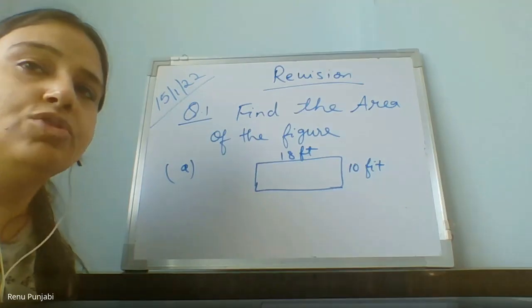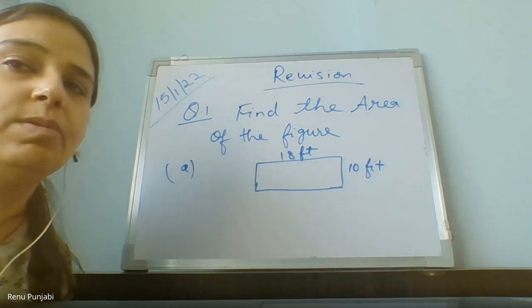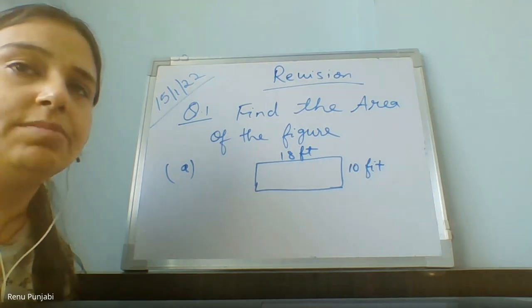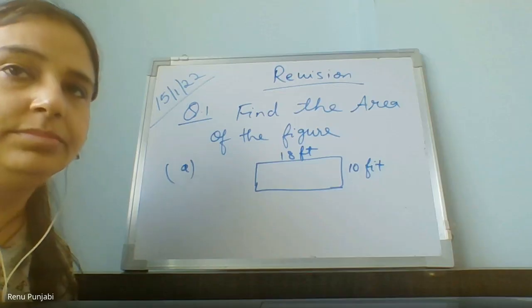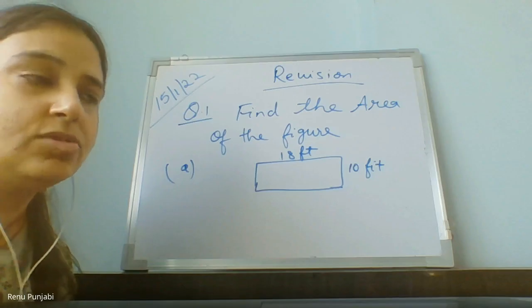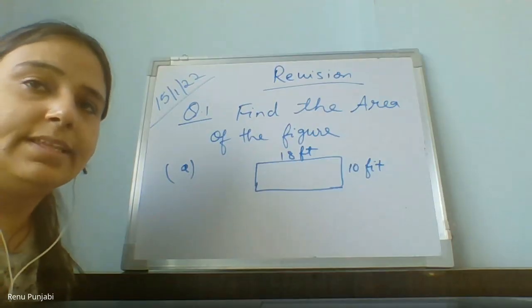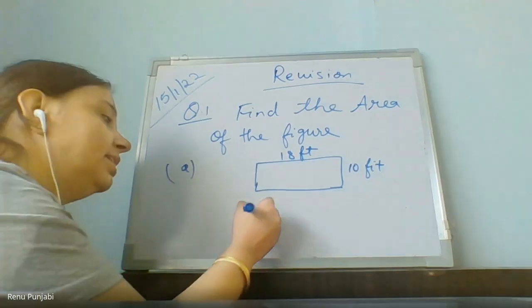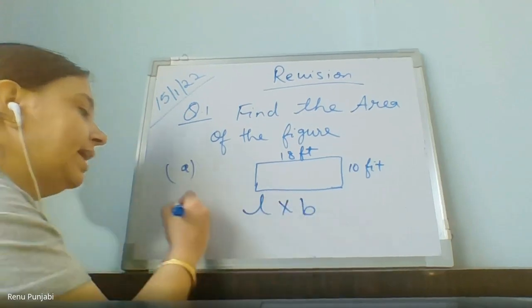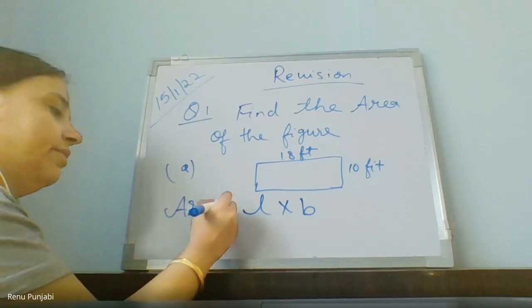I will give you a chance to speak. Lower down your hands, everyone. Ash, yes, tell me. L. Plus will not come in this. L multiply breadth. Yes. Length multiplied by breadth is the formula of finding the area of a rectangle.